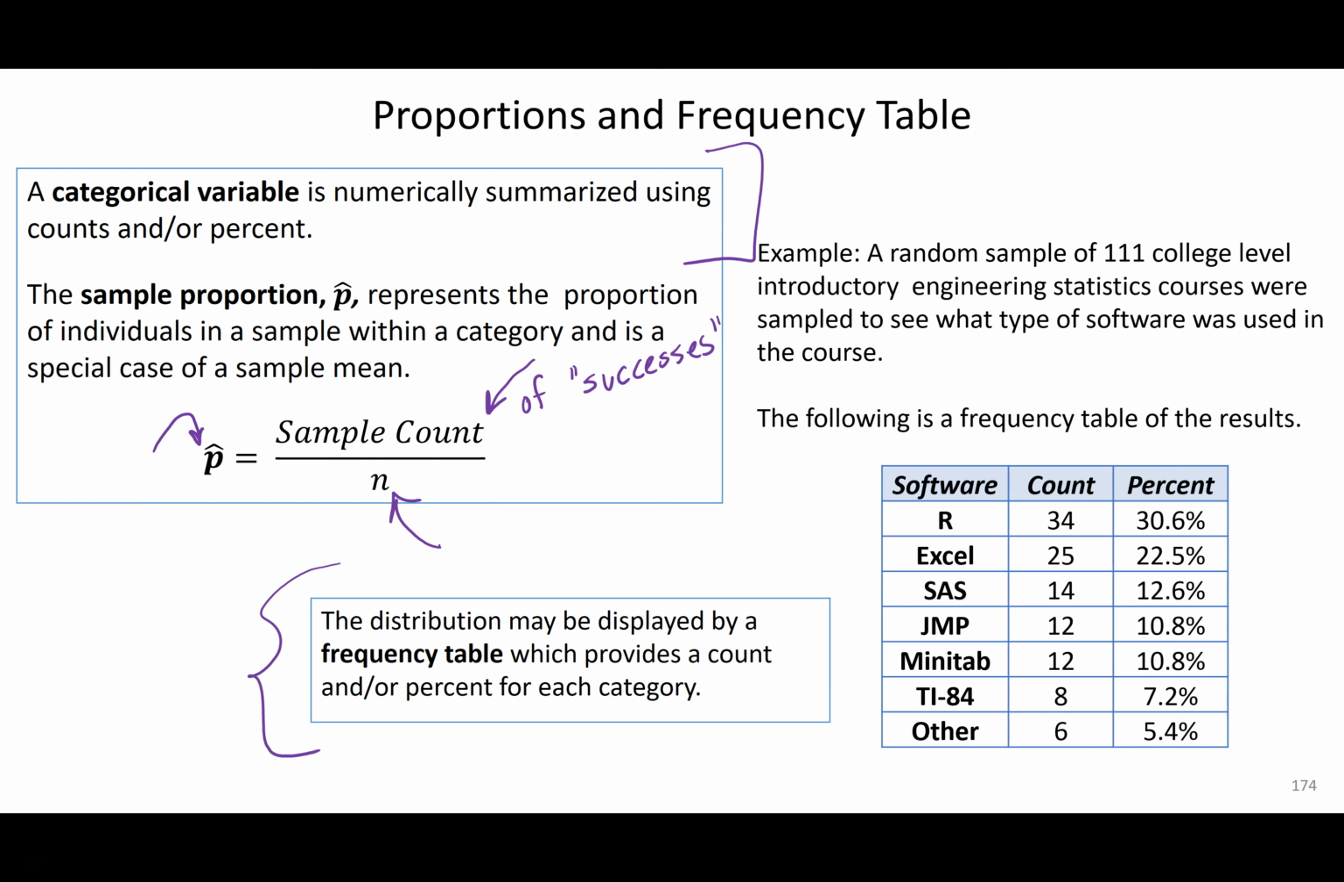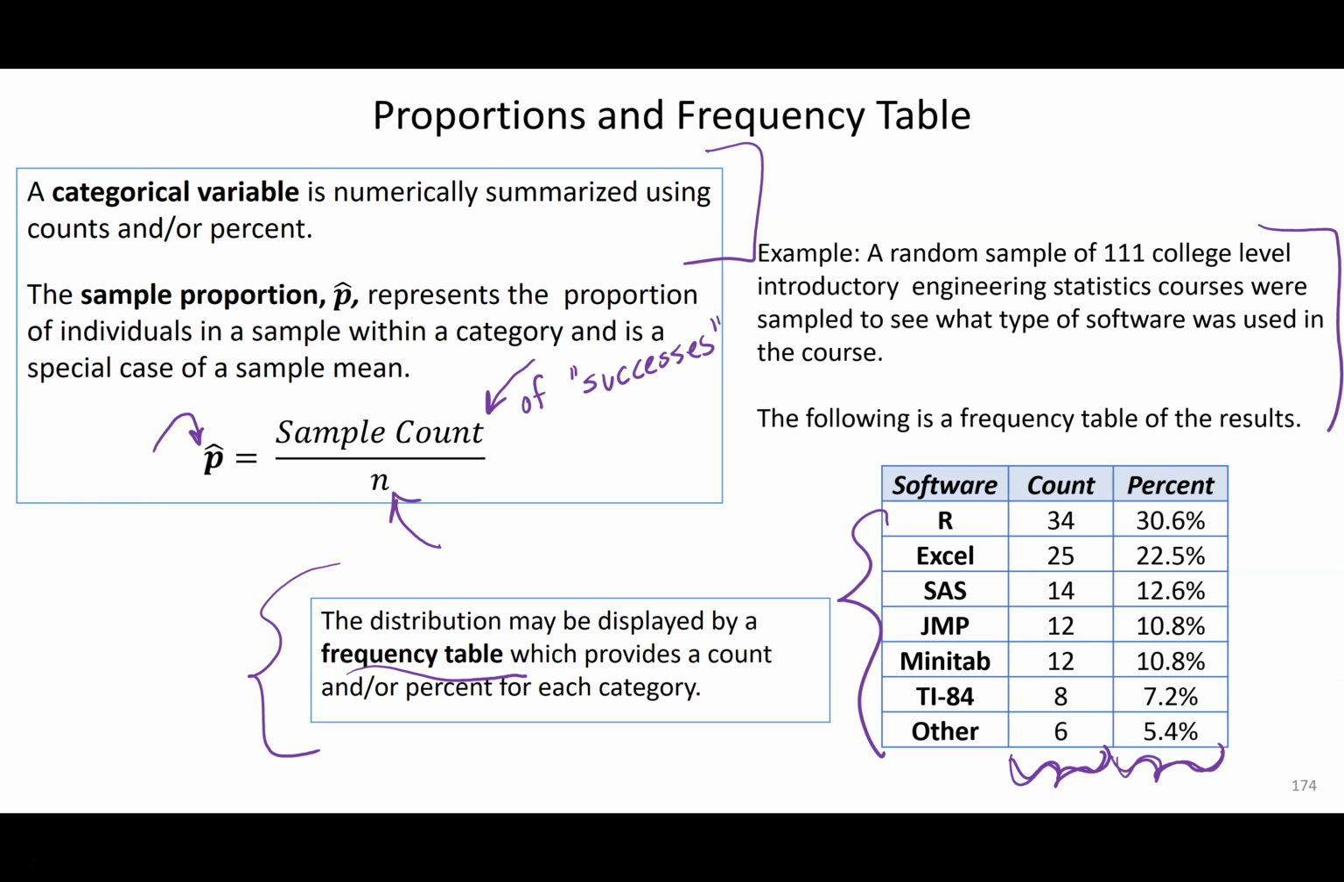One way we often display this is we will put it into a frequency table. We'll put the categories and then we'll put the counts in each category and/or the percent or proportion in each category. Count's pretty common, percent or proportion is also pretty common.